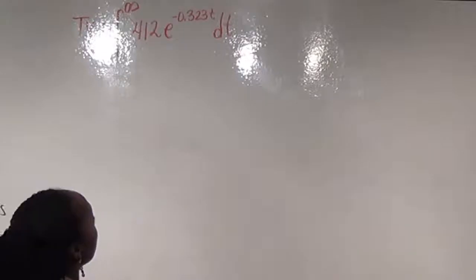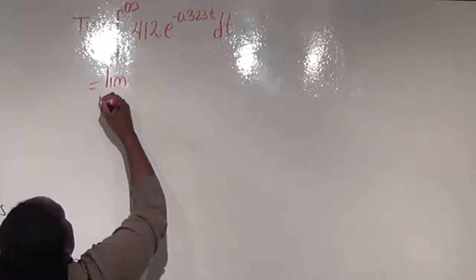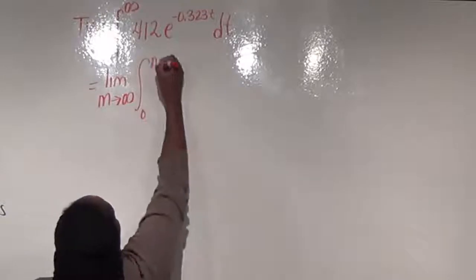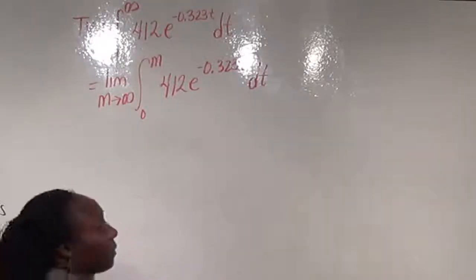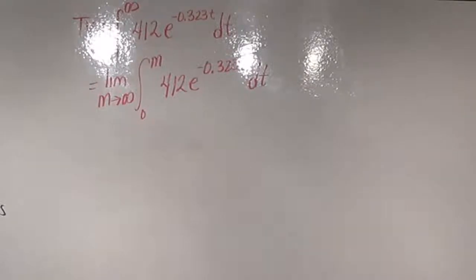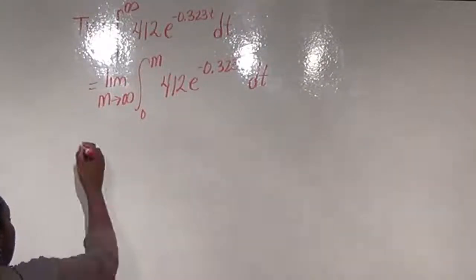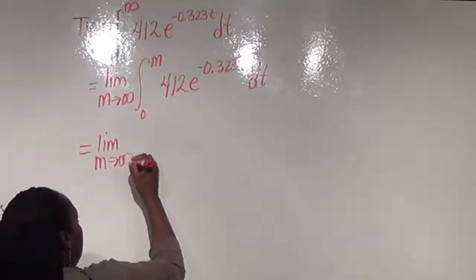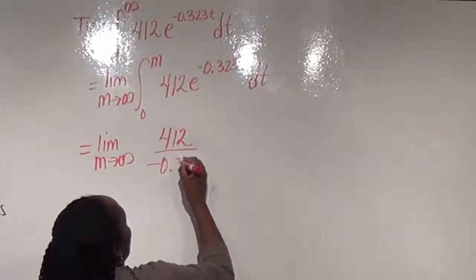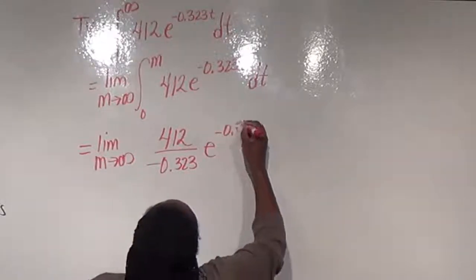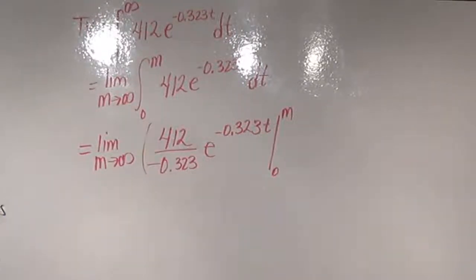Okay. So in this case, again, the first thing we notice is it's an infinite interval. So we have to start by rewriting this as a limit. And now we want our antiderivative. And again, here we notice that the function itself is continuous on the interval. So finding the antiderivative should not be a problem. In this case, again, we'll need a u substitution. We'll get 412 over negative 0.323 e to the negative 0.323t. And we're going to evaluate that from 0 to m.